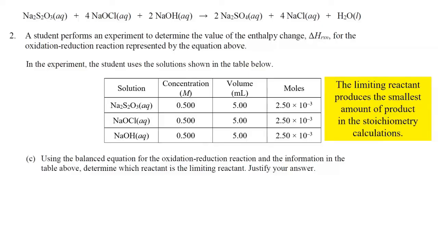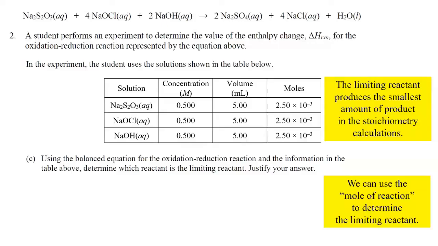And so what I'd like to do now is to review a concept that I had introduced earlier in this video, and that is the concept of the mole of reaction. So what we can do here in part C is actually use the concept of mole of reaction to determine the limiting reactant. Now we know that we have 3 different reactants. We know that we have the same number of moles of each reactant in this experiment. So what I can do is convert each reactant into mole of reaction and see what happens.